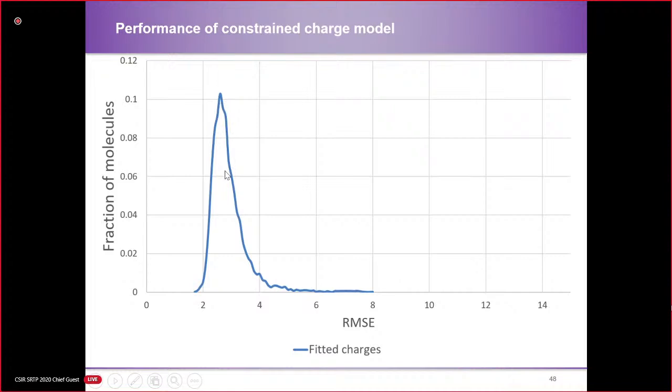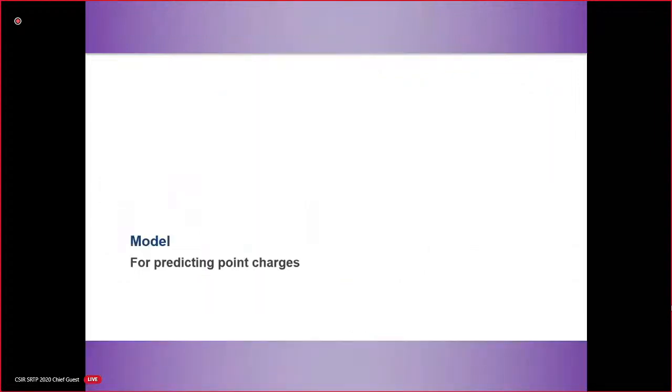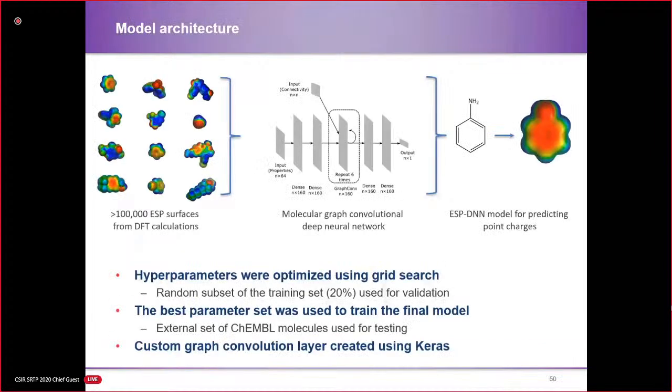Error is quite well tolerated. And how would our model work? We will see. So we had like 100,000 molecules. We built a complicated graph convolutional deep neural network. I'll probably go into detail a little bit about how the graph convolutions work in the molecule space. And this model then predicts, given your molecule, this surface, right?